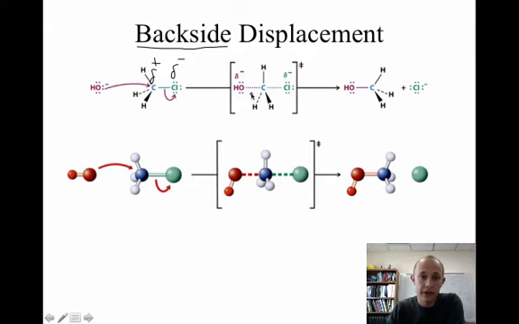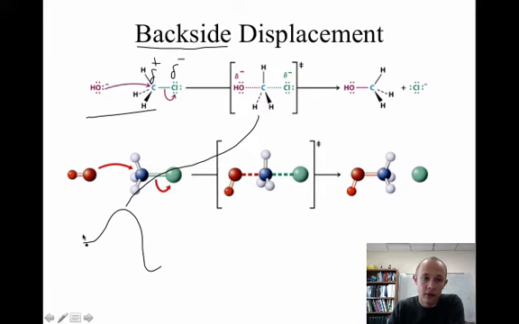Remember, since this is a single step, the potential energy diagram would look like this. It would be a one-step mechanism. This transition state would be the very tippy top of the peak here. The reactants would be right here, the products right here. If this is a spontaneous reaction, then products should be more stable, or lower in energy, than the reactants. This is called backside displacement. So in the transition state, this bond is partially formed and this bond is partially broken.